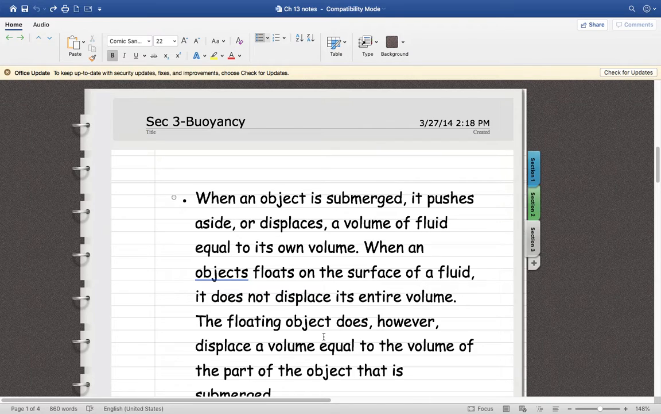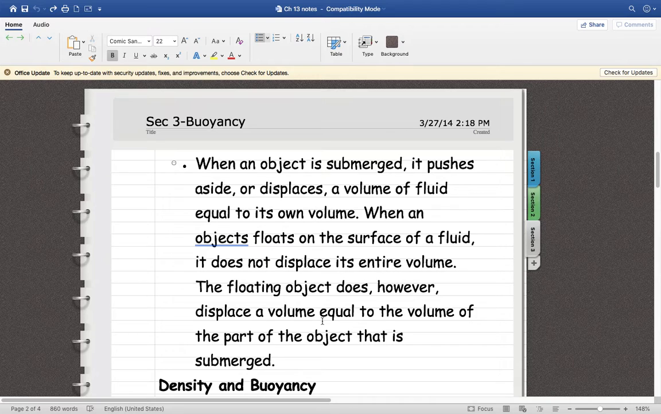When an object floats on the surface of the fluid, it does not displace its entire volume. The floating object does, however, displace a volume equal to the volume of the part that is submerged. Let's say a boat. Most of the boat is not going to be underwater; most of it is going to be above. But the part that's being displaced is just the part that's underwater, which kind of makes sense, right?